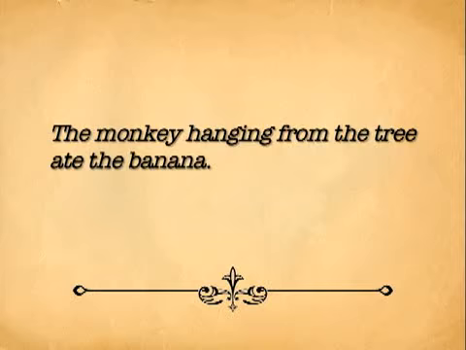Now in this case, the implication is that the banana is hanging from the tree. And this is an interesting example because this could be the case. However, if it's not the banana that's hanging from the tree, but the monkey, you need to move the modifier closer to monkey. So, the monkey hanging from a tree ate the banana. It's all about getting the modifier as close as you can get it to what it's describing.